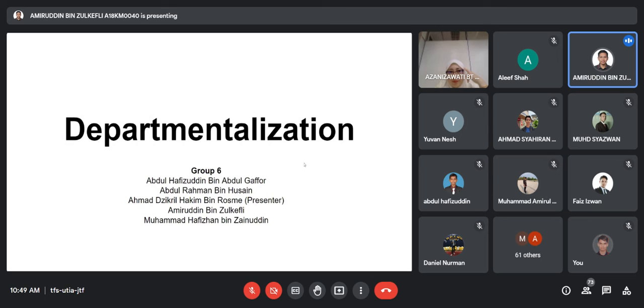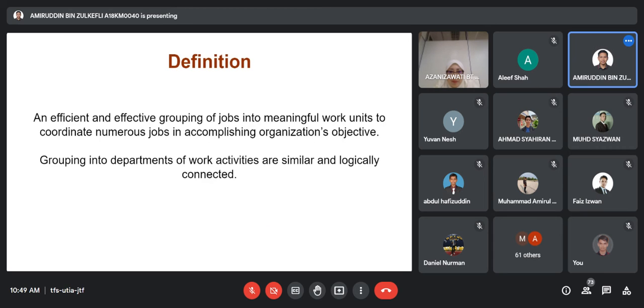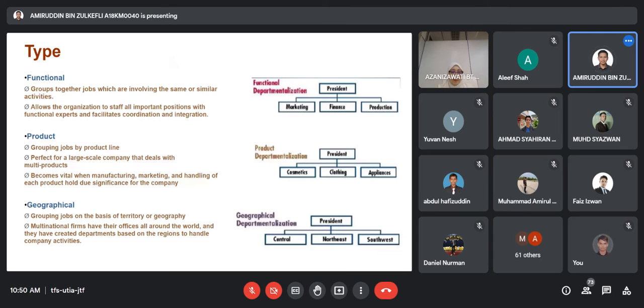So departmentalization. This is my team member. I'm Amiruddin bin Zulkifli. The definition is an efficient and effective grouping of jobs into meaningful work units to coordinate numerous jobs in accomplishing the organization's objective. It is grouping into departments of work activities that are similar and logically connected. So there are 5 types.